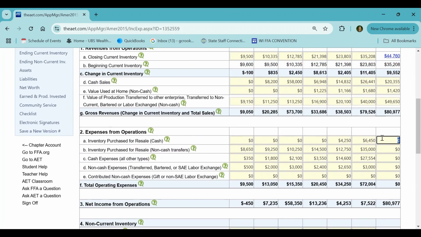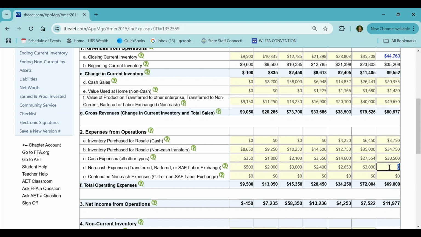All right, so they did purchase animals to resell. So $3,750 goes there. Their inventory that they purchased to resell but was bartered was $34,750. And their cash expenses that they paid out of their own pocket was $30,500. And then 2D was non-cash expenses.